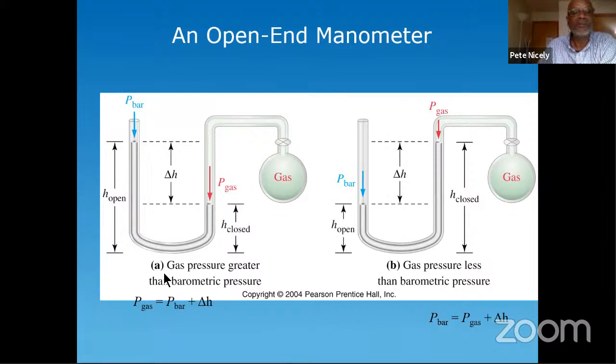So that's basically how you can determine the pressure of the gas, because if you know what the barometric pressure is, then all you have to do is add to that the difference between the mercury levels, and that will give you the pressure of the gas.